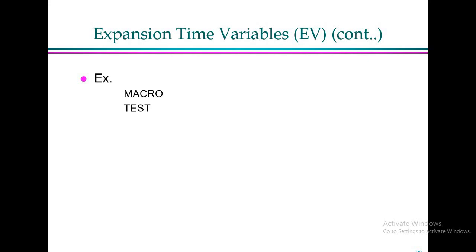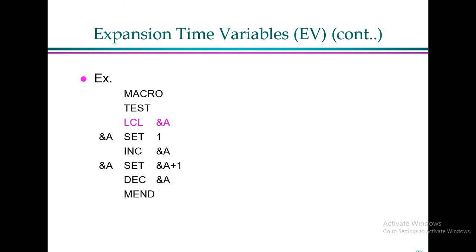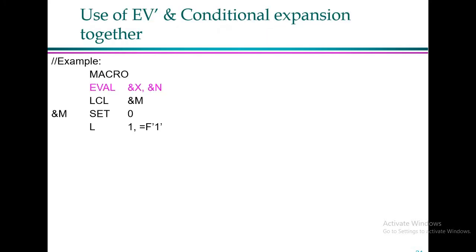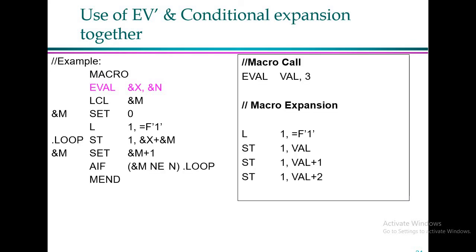So here MACRO is a keyword for defining a macro, then test is the name of the macro, then LCL is there, that means here it is a local variable. Then SET is there, that means you have to change the value of the local variable by 1, then you have to increment this value, then again you have to change the variable, that is current value plus 1, then decrement the value, then end of the macro is there. This is nothing but the expansion time variable example. Now see, this is an example of conditional expansion together.